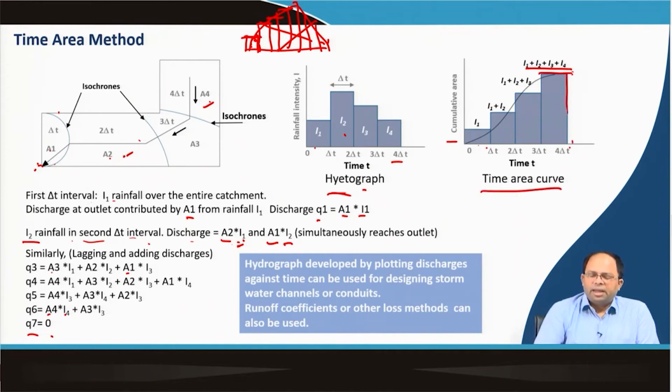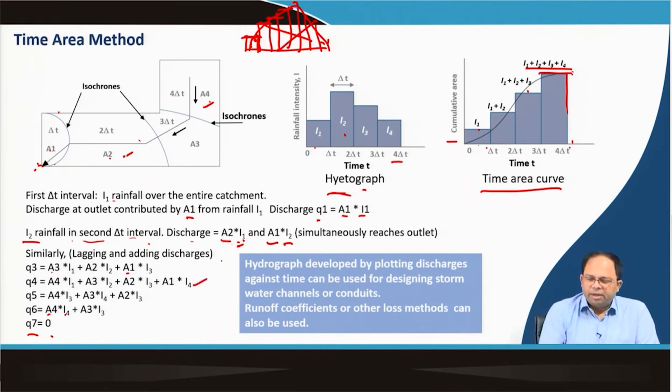So, this is the time area curve, and when I connect these points, this becomes the hydrograph. That is how much water comes to this particular point. So, a hydrograph developed by plotting discharges against time can be used for designing stormwater channels or conduits. Here we can see initially the discharge is less, gradually it increases, then it further increases, then it reaches the maximum point, then probably it will again come down.